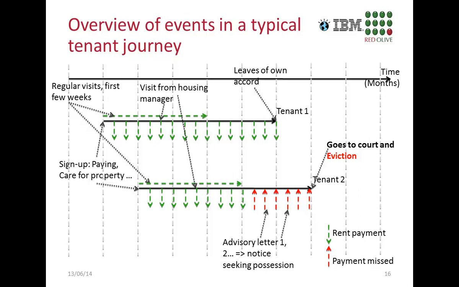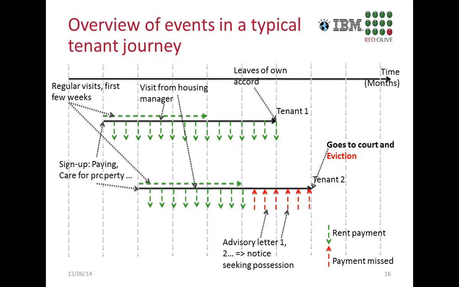So what's shown on this slide is the behaviour of two tenants, tenant 1 and tenant 2, one above another. There's a timeline running from left to right, and these two new tenants have both arrived. They're both new to the housing association, and they go through the same process of sign up, of initial visits from a housing manager, of other initial contact, perhaps by phone as well as face to face. And to start with, they're both paying regularly. That's what the little green arrows pointing down are showing you.